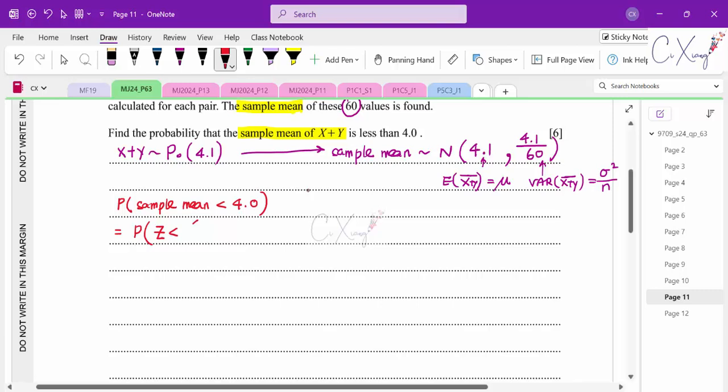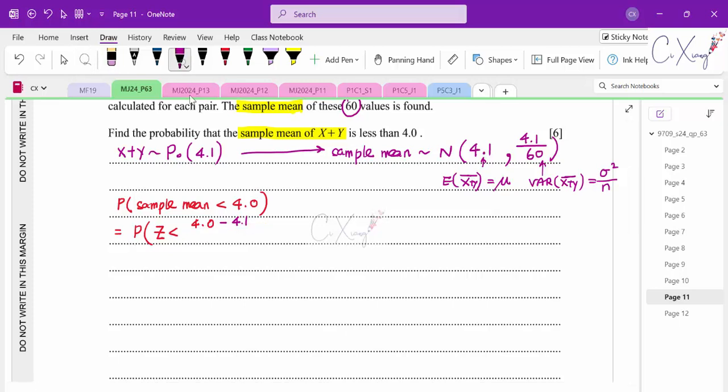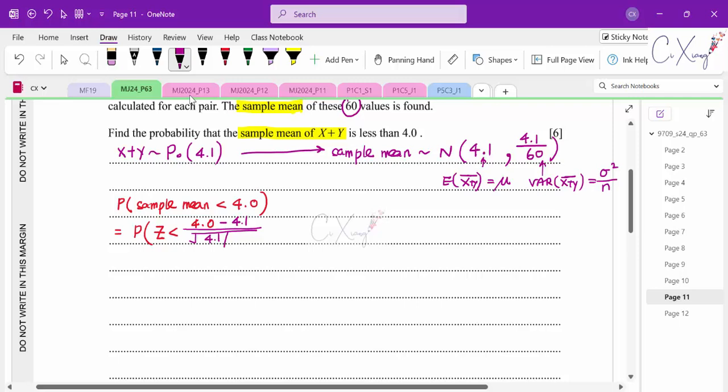So how can I get the z? To get the z, I take x minus the mean, which is 4.1, divided by the standard deviation over square root n. What's the standard deviation here? Let me draw it nicer. The standard deviation is square root of 4.1, divided by square root of n, which is square root of 60. Then you get the value of z, correct to 3 decimal places, which is negative 0.383.